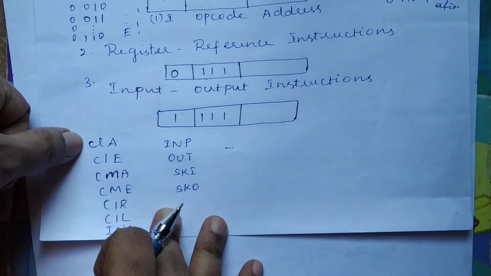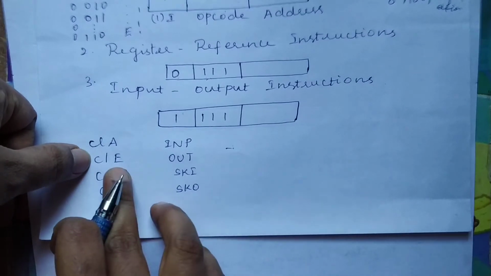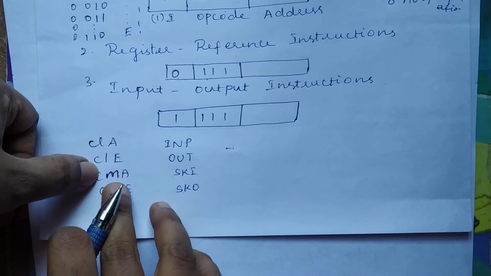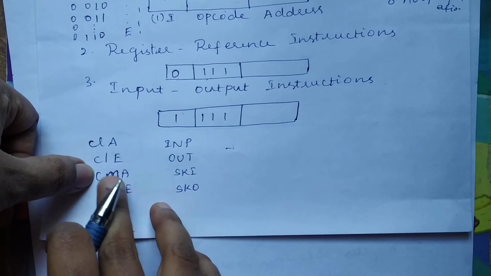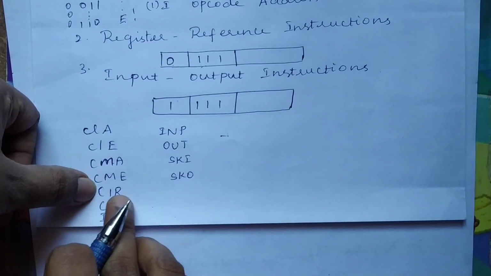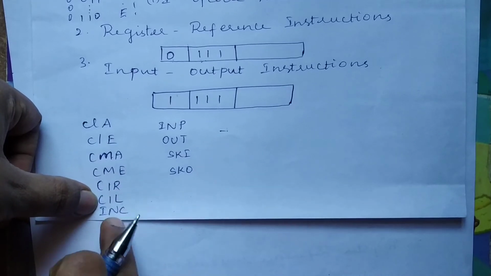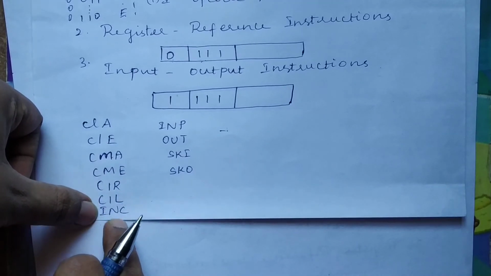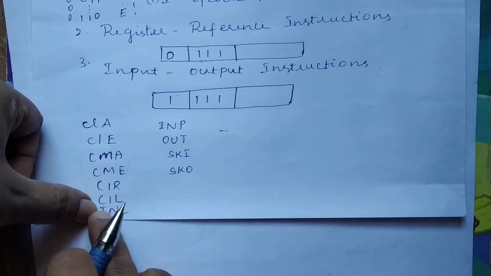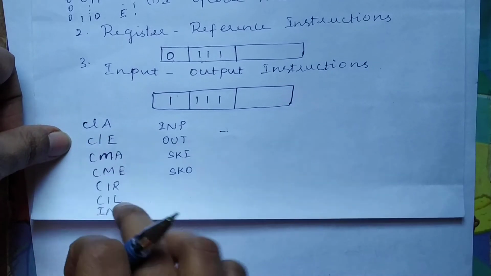One is CLA, which is nothing but clear accumulator. Clear E, where E is nothing but the carry bit, so if you want to clear the carry bit, you can execute this instruction. This is complement A, complement accumulator, complement E, complement carry bit, circulate right, circulate left. All these instructions belong to the shift type. This one is increment. Even if you don't mention the operand, by default it should be understood that this increment operation is done on the accumulator. So these are some of the register reference instructions.